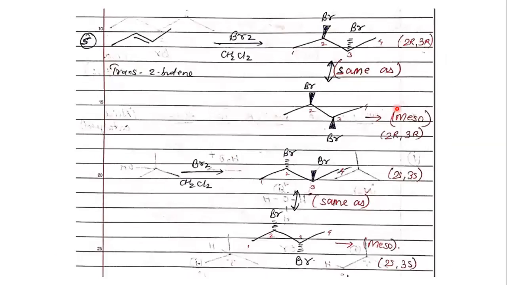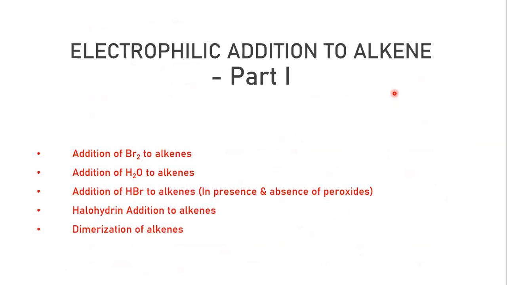With this, we have completed these major 5 reactions: addition of bromine to alkenes, addition of water to alkenes, addition of HBr to alkenes, halohydrin addition of alkenes, and dimerization of alkenes. In addition of bromine to alkenes, the points to be remembered are syn addition, anti-addition, the CAR concept and the TAM concept. In addition of H2O to alkenes, you have to remember where that OH is going to attack. And water does not add directly, the H3O+ is going to undergo the reactions.